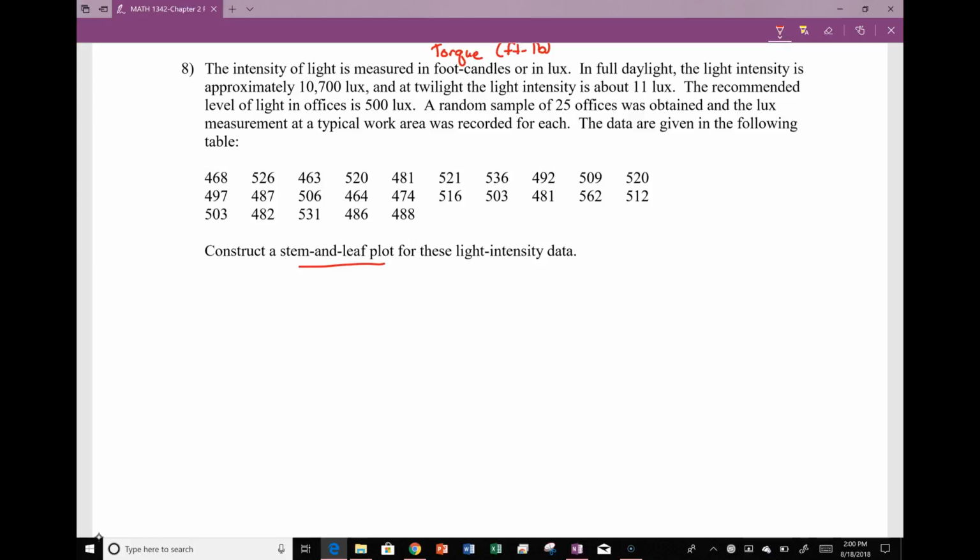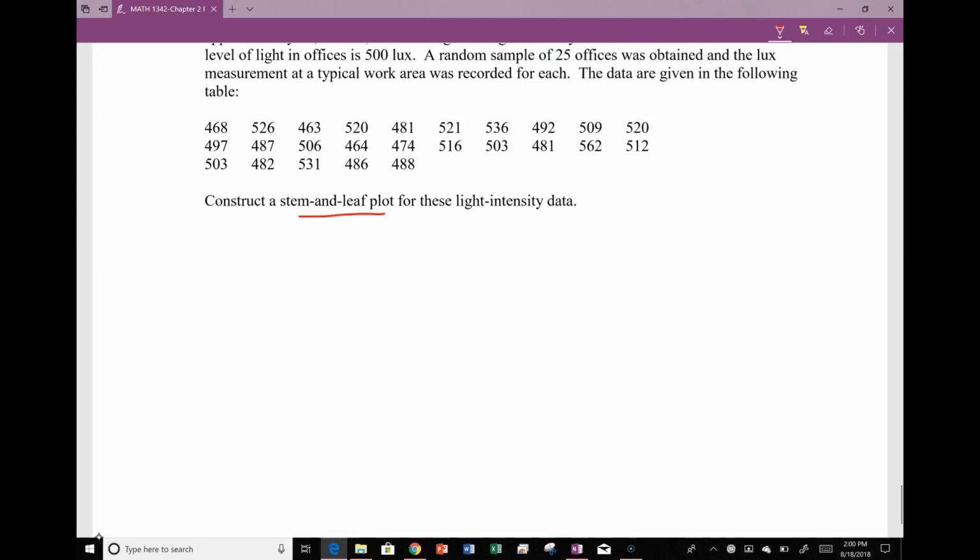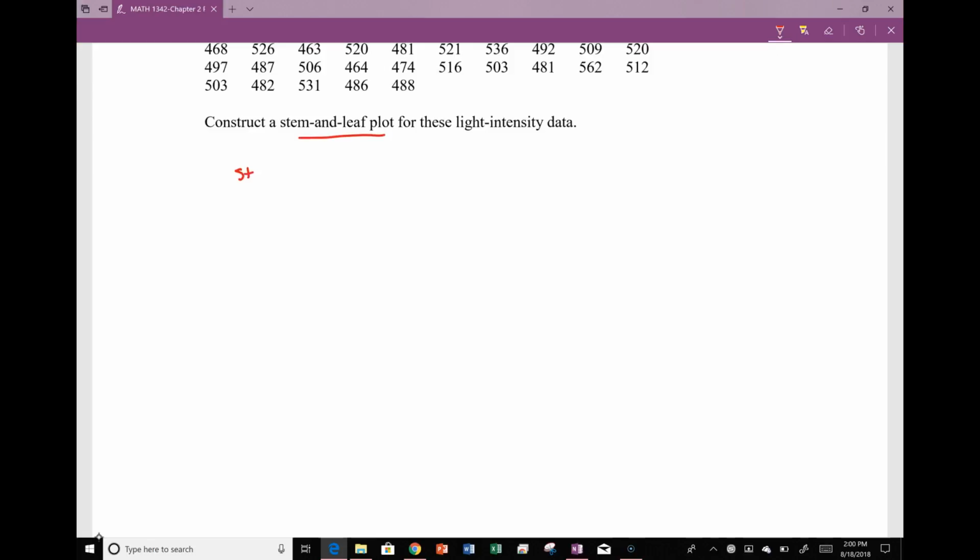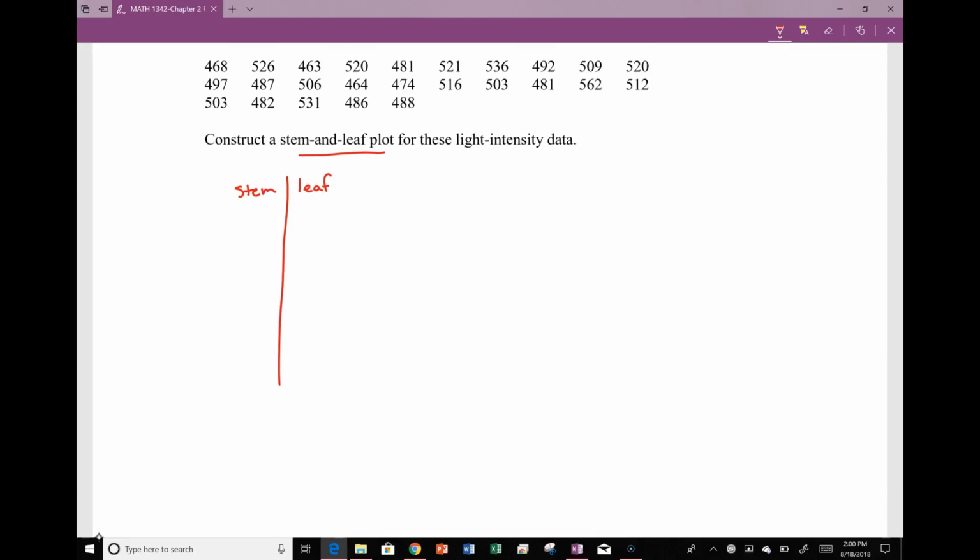A random sample of 25 offices was obtained, and the lux measurement at a typical work area was recorded for each. The data is given in the following table. We want to construct a stem and leaf plot. So recall that in a stem and leaf plot, we have the stem, then we have the leaf. So we have 3 digits here. So the first 2 digits are going to go underneath the stem.